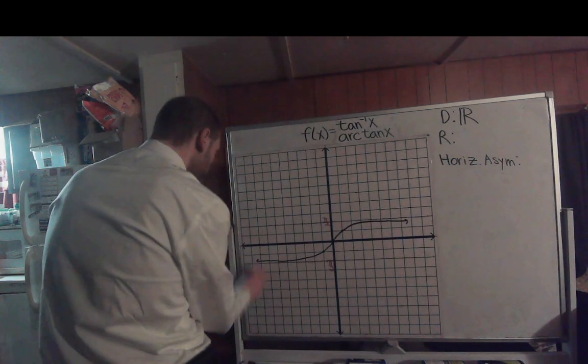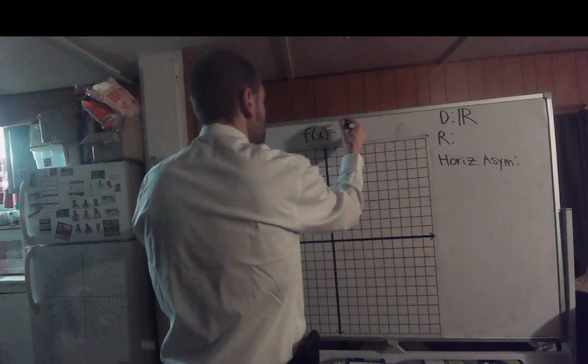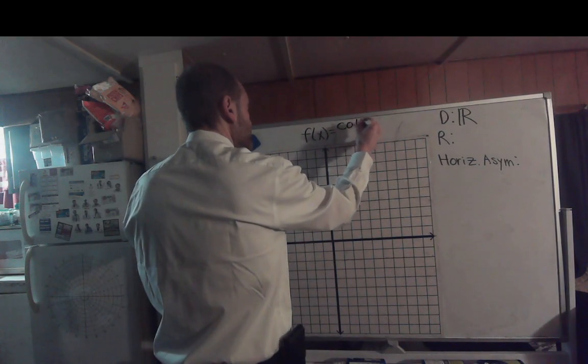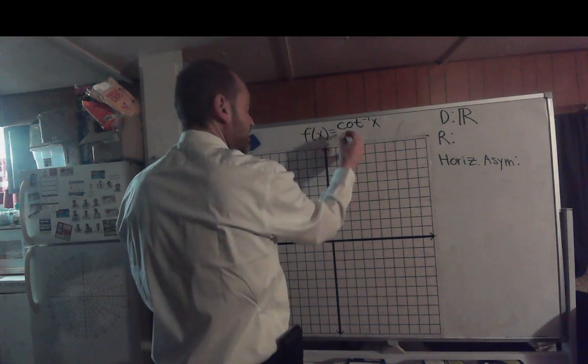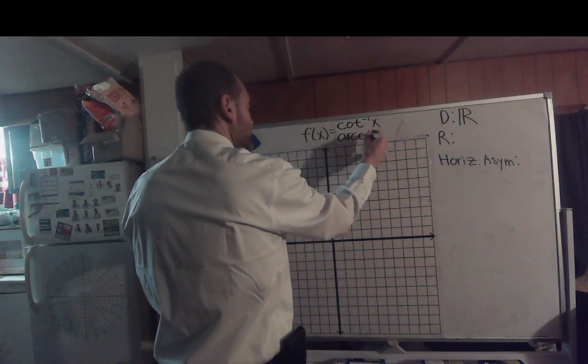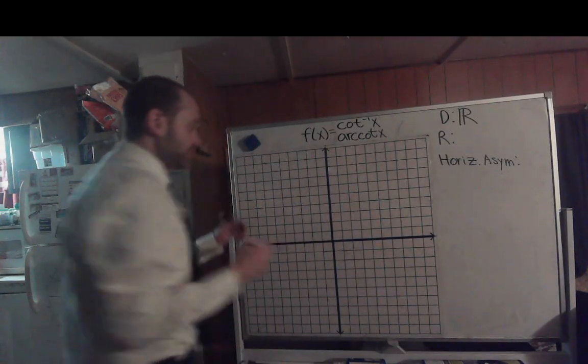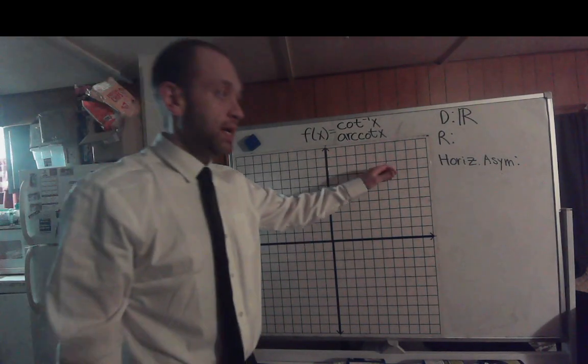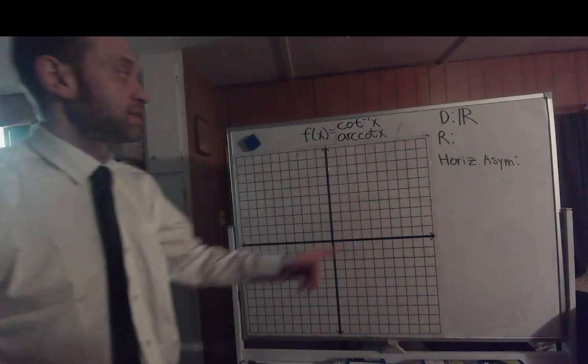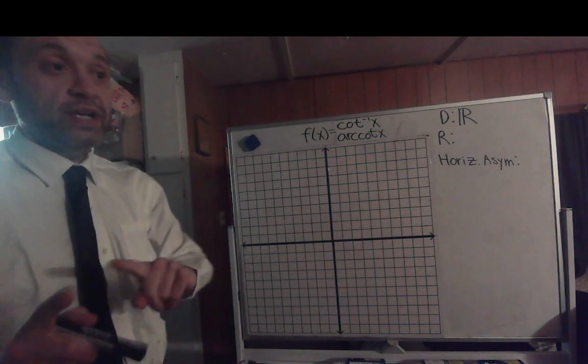And then, you guessed it, last but not least, we need to do the inverse cotangent. So f of x equals the inverse cotangent of x, or the arc cotangent of x. This is the same as saying, the cotangent of what angle gives me a cotangent of x. Well, my domain is still all real numbers. That hasn't changed, but my range has changed.